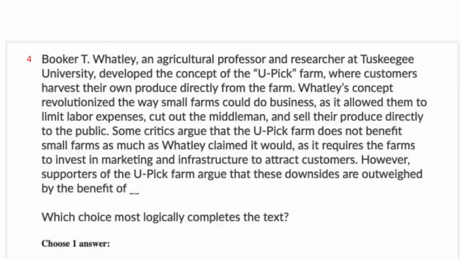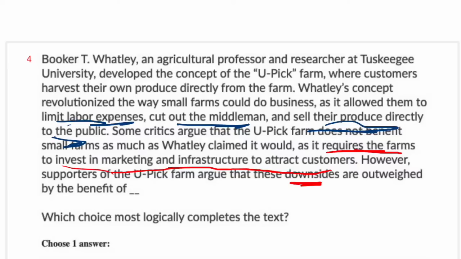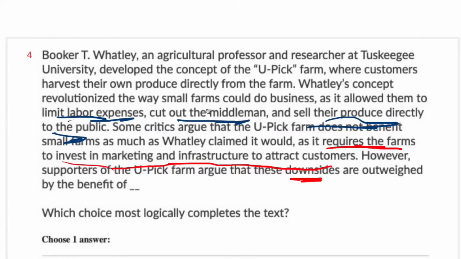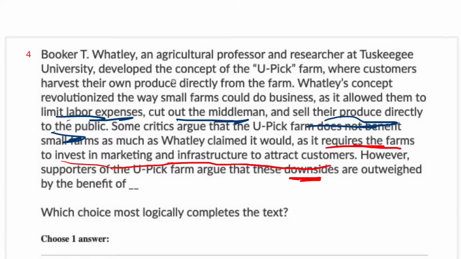These are the downsides. What are the downsides? Requiring farms to invest in marketing and infrastructure. Those are the downsides. But if those are outweighed by the benefits, well, what are the benefits? Lower labor expenses and the ability to sell directly to the public. So the middleman would be like, they sell to some wholesaler who then sells to the grocery store or something. So each one of them takes a cut. And so that would cut down on the original farm's profits.